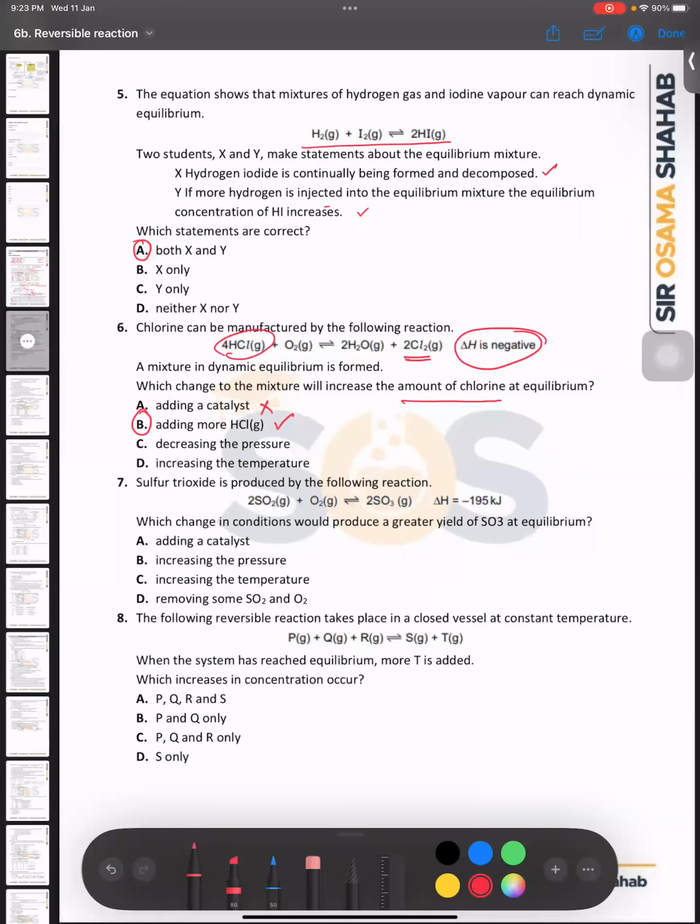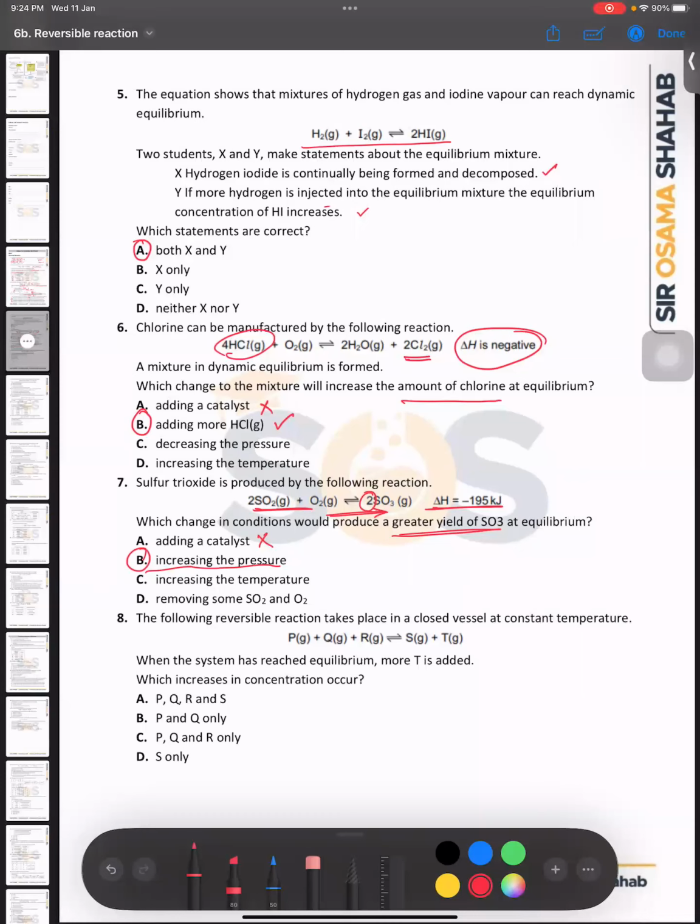Yes, sir. Then in question number 7, sulfur trioxide is produced by the following reaction. And you can see that this is again the exothermic reaction. So let's see which change in condition would produce a greater yield of SO3. They're asking to increase the yield of SO3. So you need to see this: adding a catalyst is not going to do this, right? Increasing pressure can do it, because if we increase the pressure, it is going to shift the equilibrium towards the fewer number of moles, and we have 2 over here, and over here we have 3, right? So it means the correct answer is B. If you increase the pressure, it will increase the yield, because the reaction is going towards the fewer number of gaseous moles.